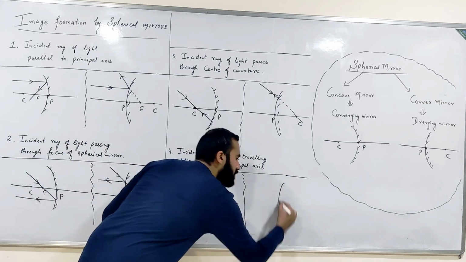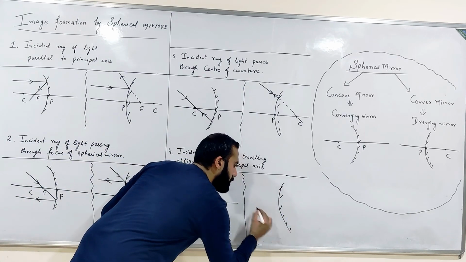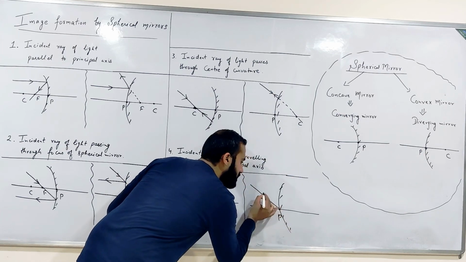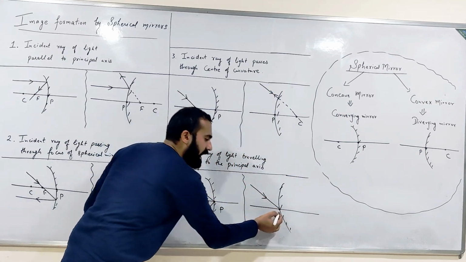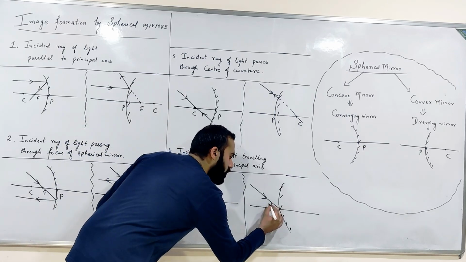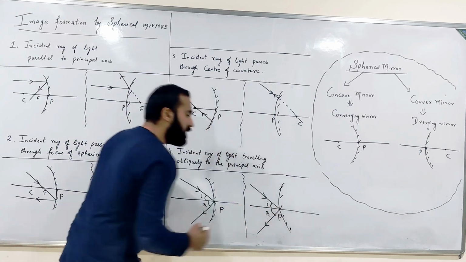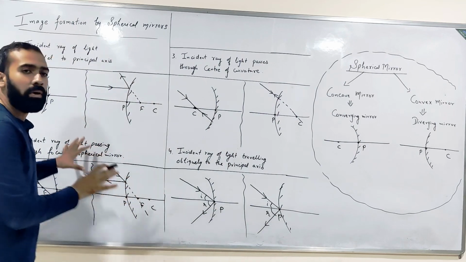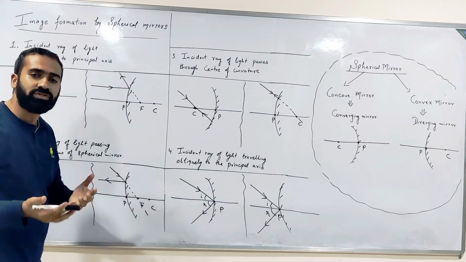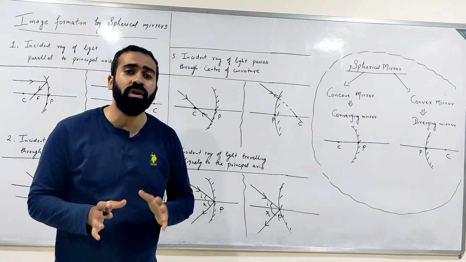And the same applies in the case of the convex mirror. This is the principal axis, this is the pole. This line is the incident ray, which is oblique, and after reflection it is also reflected obliquely. This is the angle of incidence i, this is the angle of reflection r. So these are some basic rules for image formation by spherical mirrors. In the next video we will discuss the ray diagrams of a concave mirror.